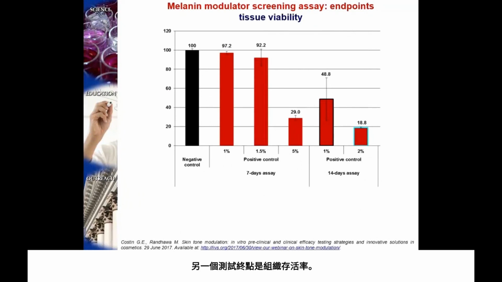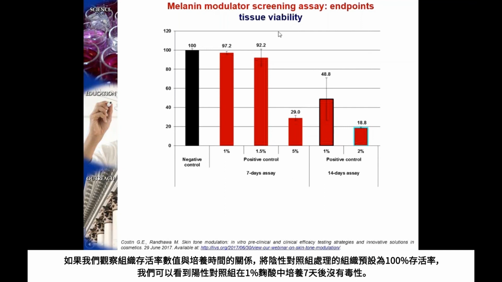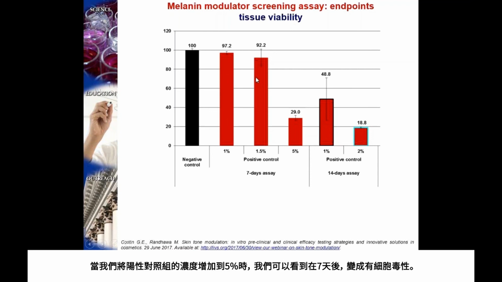One of the endpoints that are used in the assay is tissue viability. So if we look at the tissue viability values versus time in culture, and considering the negative control treated tissues 100% viability by default, we can see that the positive control, kojic acid, is not toxic after 7 days in culture at 1% concentration. As we increase the concentration of the positive control up to 5%, we can see that it becomes cytotoxic even after 7 days.